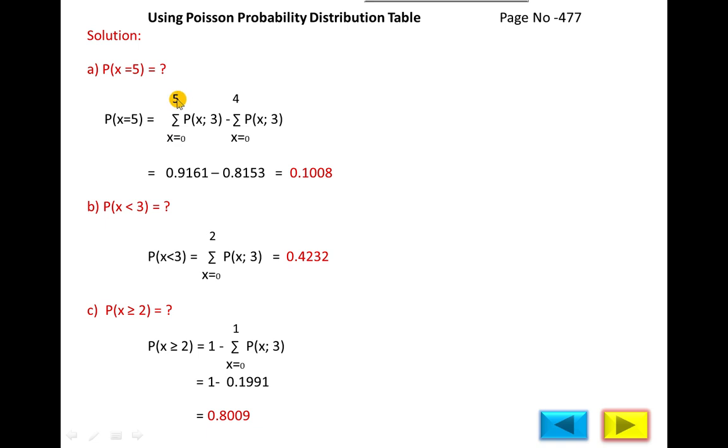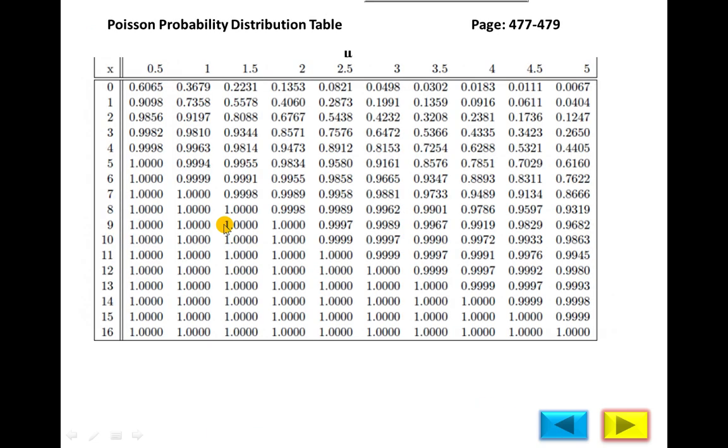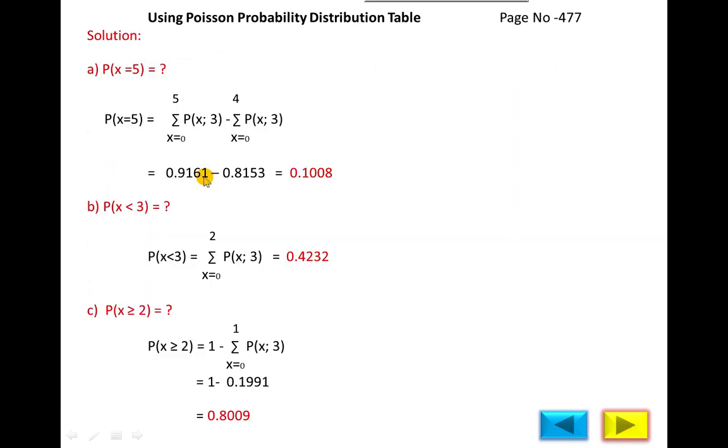So the value of 0 to 5 is this value, 0.9161, with mu is 3. This value of 5 represents 0 to 5, minus the previous value 0.8153. So 0.9161 minus 0.8153, you will obtain the same result as you will find using the formula.